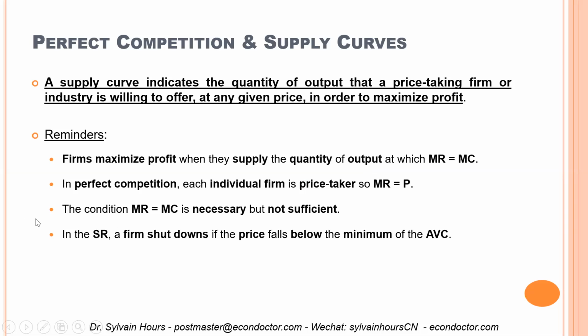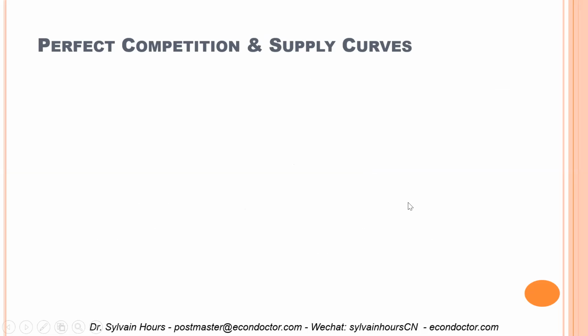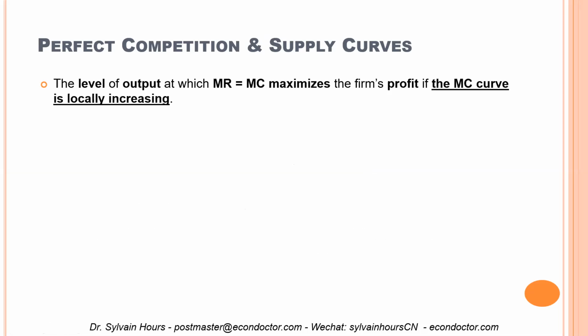And we also said, when we talked about the shutdown price, that the firm is going to shut down as soon as the price falls below the minimum of the average variable cost in the short run. And in the long run, the firm will exit the market when the price falls below the minimum of the average total cost. Okay, so now we have everything we need to describe the supply curve in perfect competition.